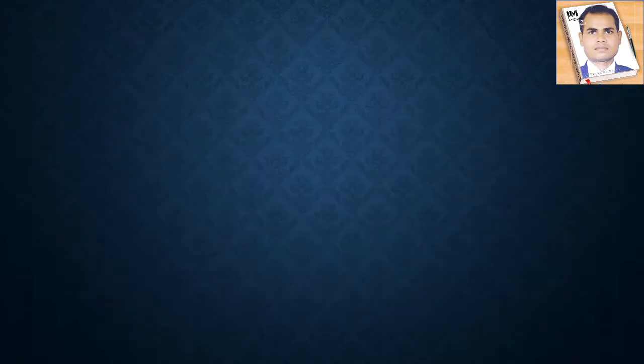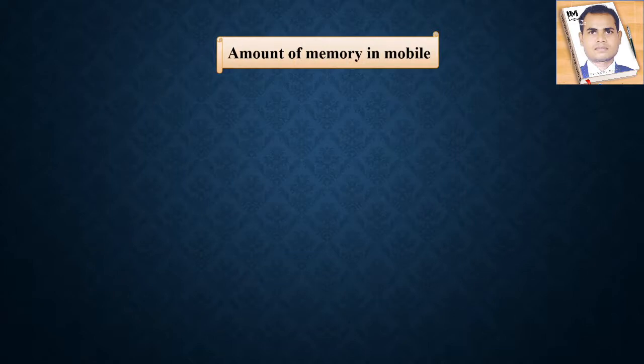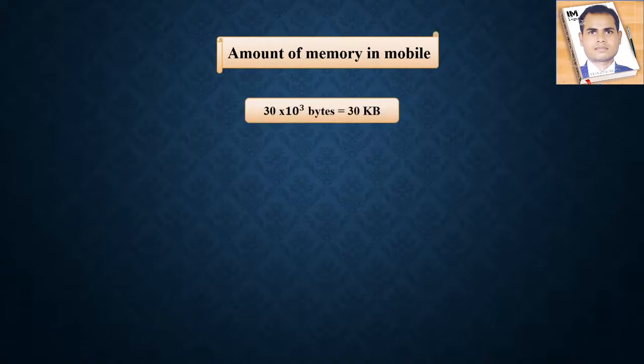Next, we will see a very good example that you know very well, the amount of memory in mobiles. Everyone has a mobile, so they know the amount of memory. You can see it in KB, MB, GB, or different units. If you want to write 30 KB in bytes, you will write 30 × 10³. In this way you have to write.